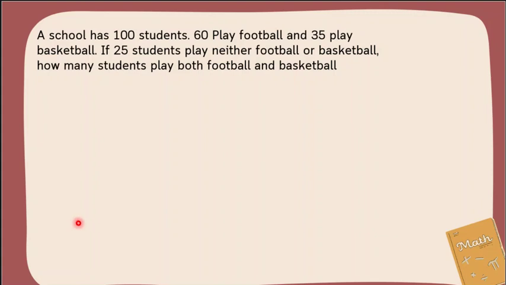Okay, a school has 100 students. 60 play football and 35 play basketball. If 25 students play neither football nor basketball, how many students play both football and basketball?